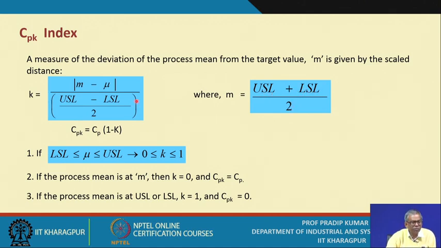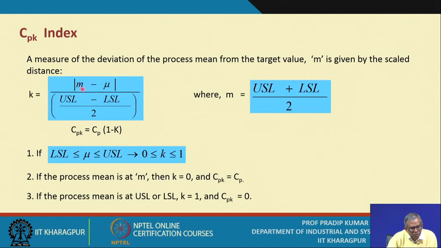Fine. So, now there is no guarantee that the process mean will coincide with, say, the target value or the nominal value of a given quality characteristic. So, there could be some difference, and this difference may be significant. So, what we try to do is measure this difference. Is it okay? So, this is the absolute value of M minus mu, that means the difference on either the positive side: the mu could be greater than M or mu could be less than M.